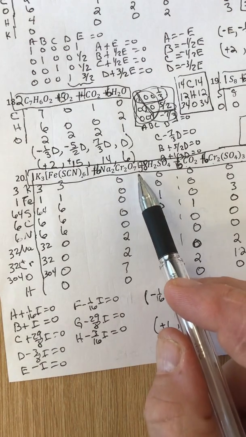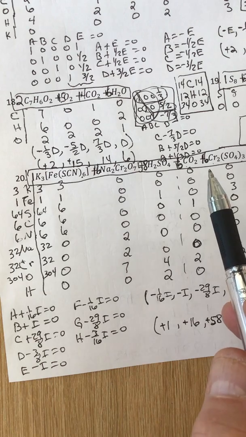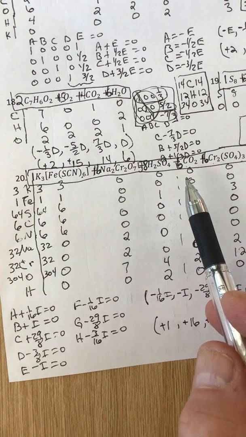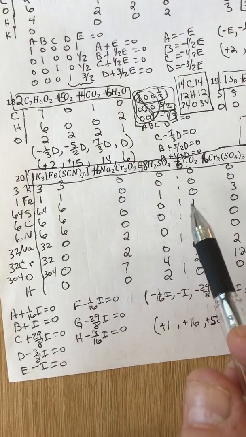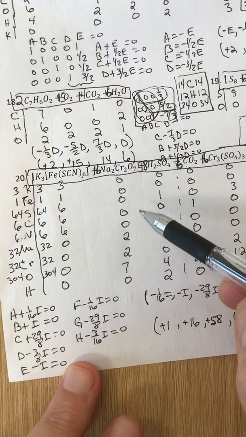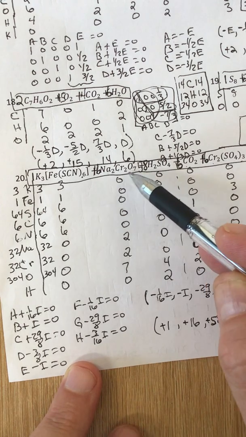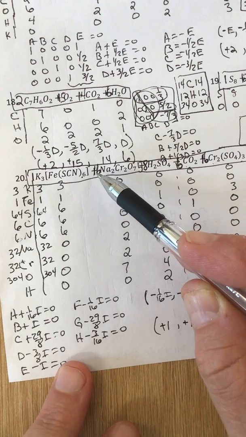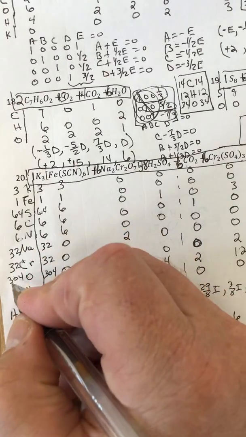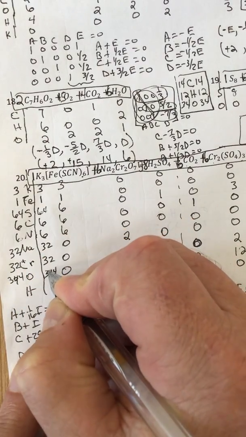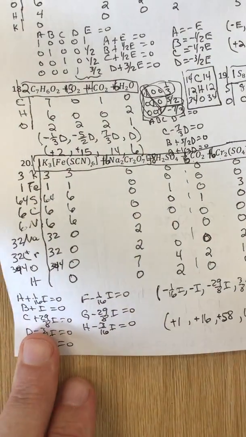Let me check one more thing. It might be 344. Here's 7 times 16, and here's 4 times 58. Yeah, it's 344. Okay, now I'm a little happier.